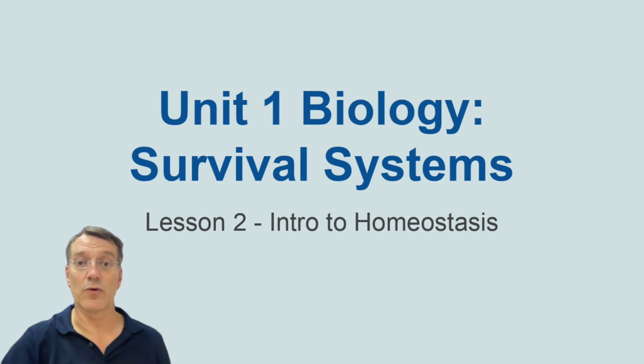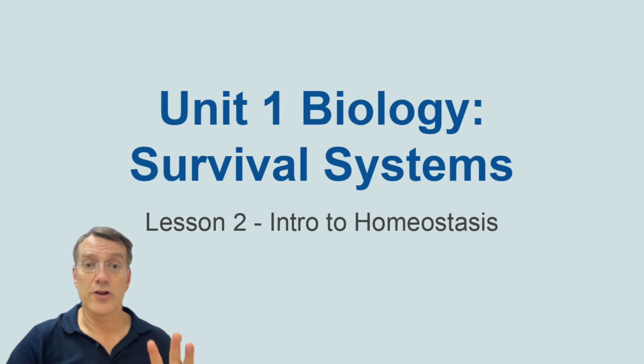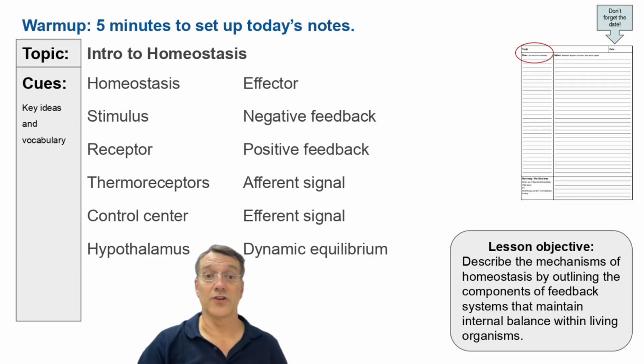Today, we're going to be learning about one of biology's most important concepts, how your body keeps itself balanced and healthy. Look at your notes page and make sure you have today's date written down. We'll be covering 12 key vocabulary terms that explain how your body automatically maintains stable conditions. Our lesson objective is to describe the mechanisms of homeostasis by outlining the components of feedback systems that maintain internal balance within living organisms. By the end of the lesson, you'll understand how your body acts like a sophisticated control system.